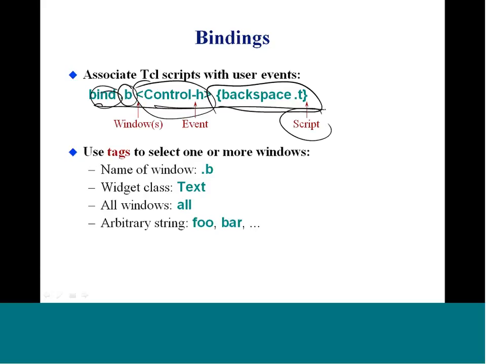We can also use tags to select one or more windows. In this one, the window is .b, the widget class is Text, and all windows is all, and then we have some arbitrary strings like foo, foo bar, and these are all the various tags that we can apply.